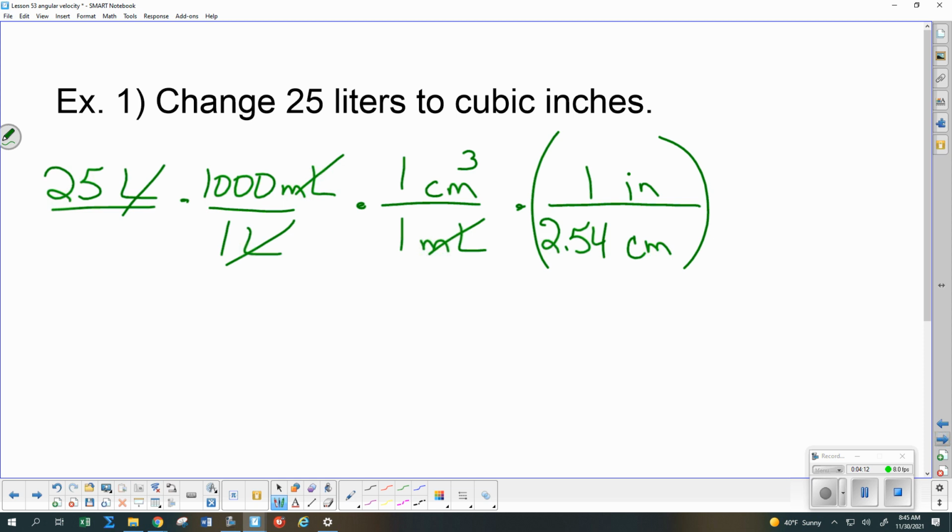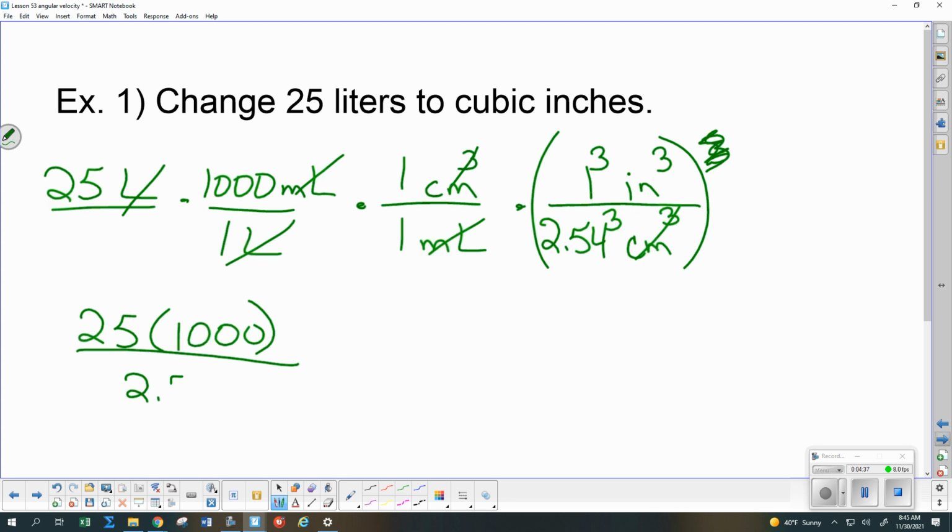So instead of writing that out 3 times, we know that that's the same as cubing the 1, cubing the inches, cubing the centimeters, so they'll cancel, and most importantly, cubing the 2.54. So then we write that neatly, 25 times 1,000. Don't need to write the ones. 2.54 is cubed. Did I get everything written down there that I needed to end up with cubic inches? Did I leave any of the numbers out?